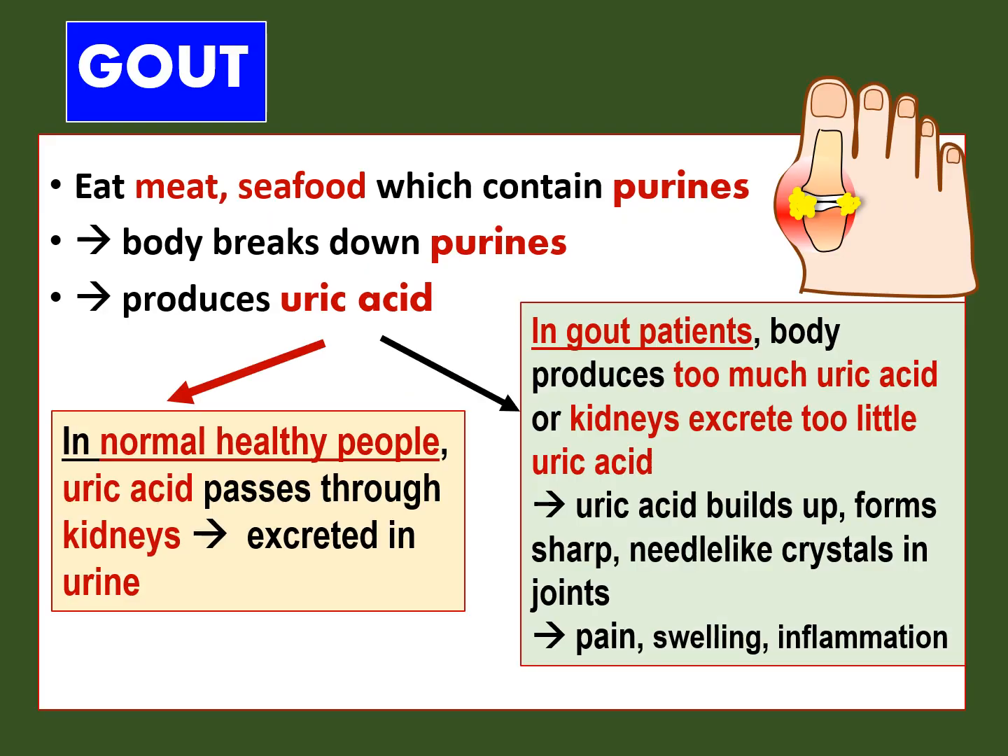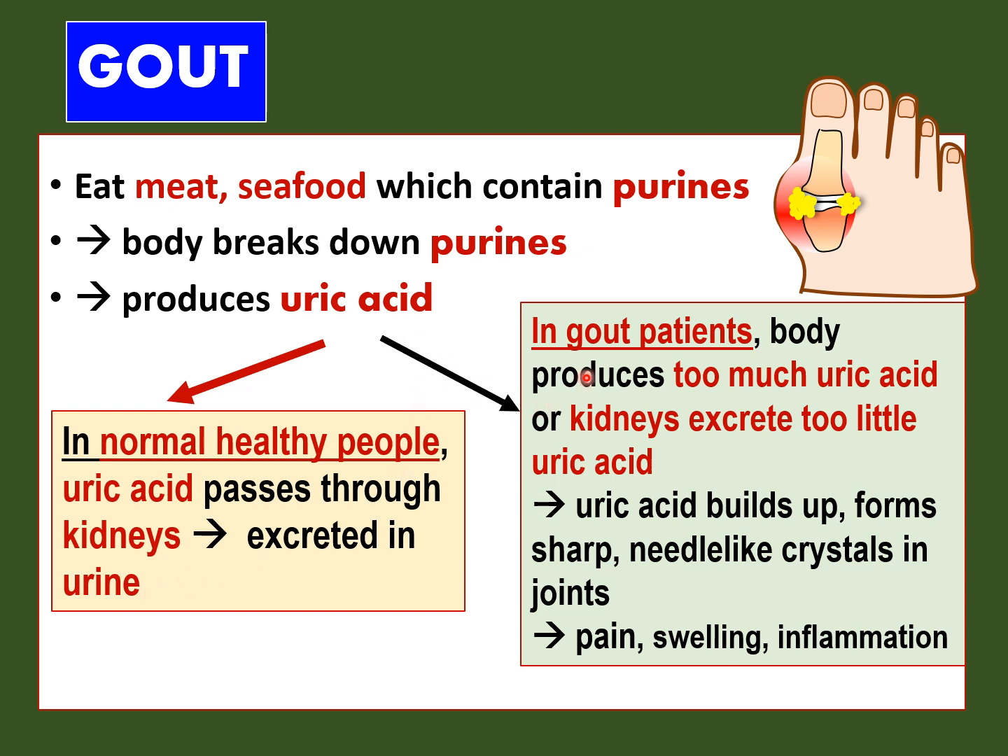So here we will explain what's the difference between normal healthy people and gout patients that makes them get the disease. First of all, when a person eats meat and seafood, or even beans, which contain the purines, the special compound that's broken down to form uric acid. So the body will break down the purines and produce the uric acid. So in normal healthy people, the uric acid will be sent to the kidneys by the blood. And the kidneys will filter this uric acid out. That means it will excrete the uric acid in the urine.